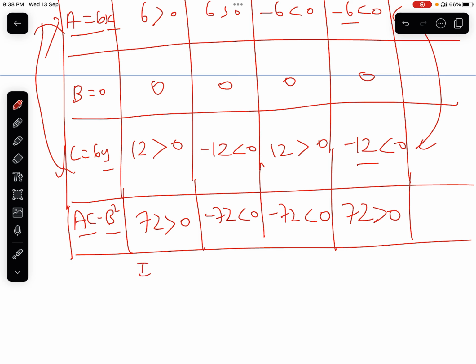Okay, so it is a minimum point or local minimum.